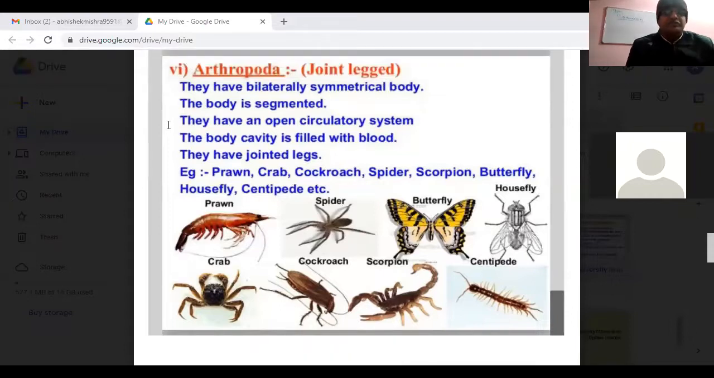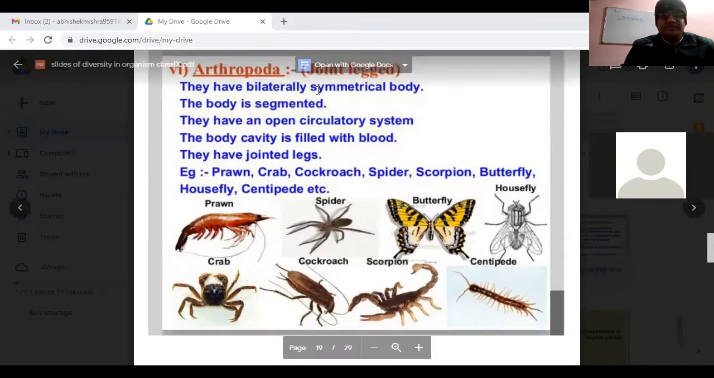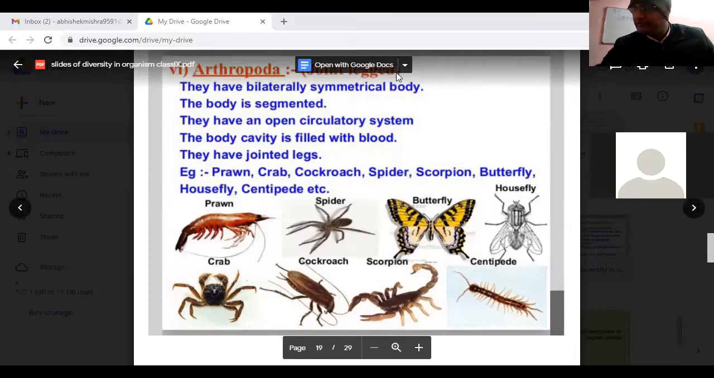So what are the important features of Arthropoda? First, a very important feature is in its name only: they are segmented, they are bilaterally symmetrical, and they have jointed legs. Students, here one term is coming to us, bilaterally symmetrical. Can you tell me what you mean by bilaterally symmetrical? Through the chat box, you give me the reply.